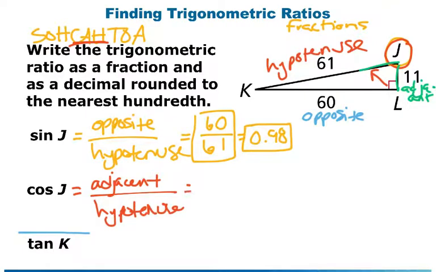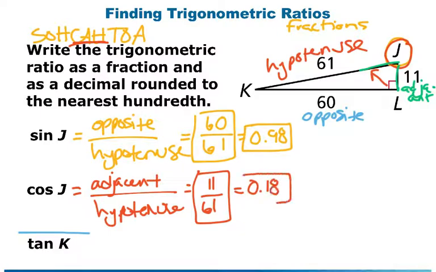And adjacent side is 11, and hypotenuse is 61. 11 is prime, so that can't reduce anymore, but 11 divided by 61 to 2 decimal places, or the hundredths, is 0.18.